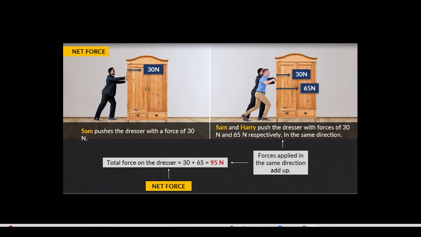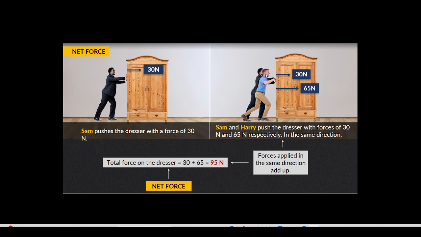So, you can see, suppose Sam applied 30 Newton of force on the dresser, and the dresser starts to move, but he is finding it very difficult to move because the dresser is really heavy. So he calls his friend Harry, who comes and helps him. Harry has more strength. He is stronger than Sam, let's suppose, and he applies a lot of force.